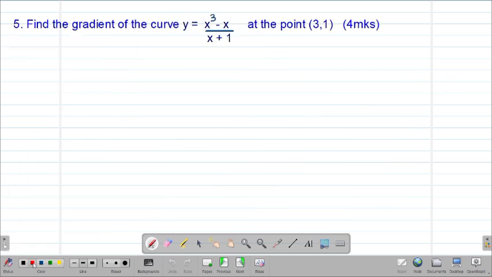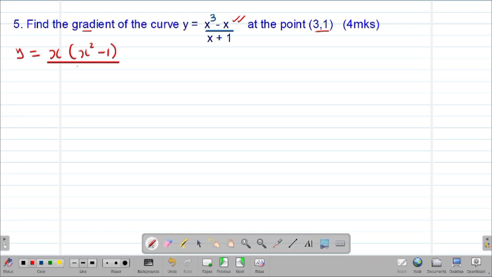We check example 5, which reads: find the gradient of the curve y is equals to x cubed minus x over x plus 1 at the point 3, 1. So clearly, to differentiate, we need to have a linear equation. So to find the linear equation, I'm going to factor out x in the numerator. So I'm going to have y being equal to x, then of course into x squared, then of course minus 1. So clearly, this is what we call a difference of two squares, because we can rewrite it. So this will be equal to x into x squared minus 1.